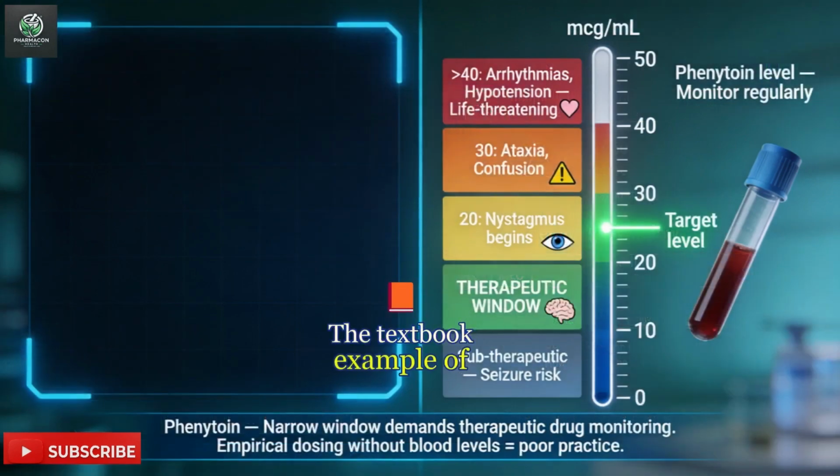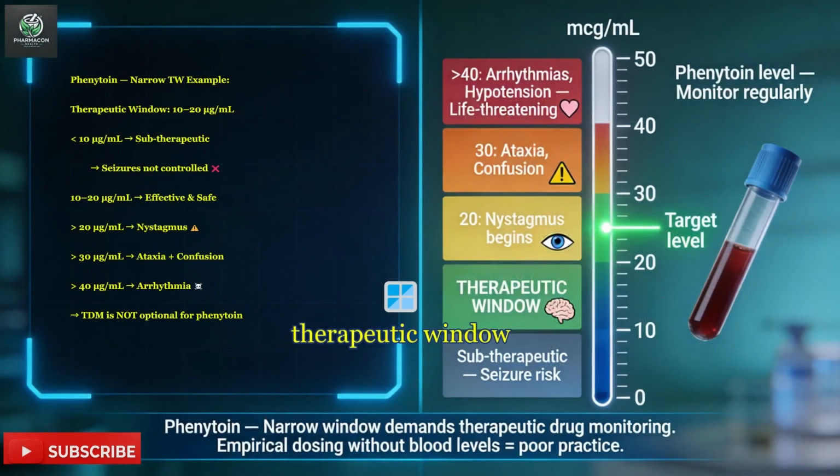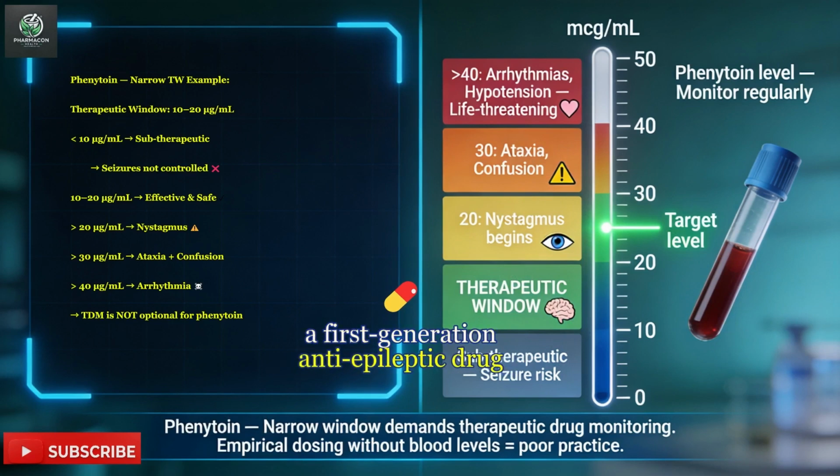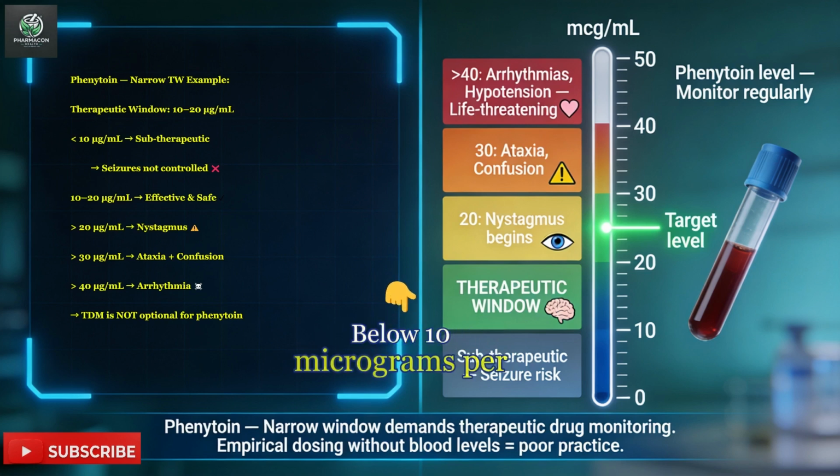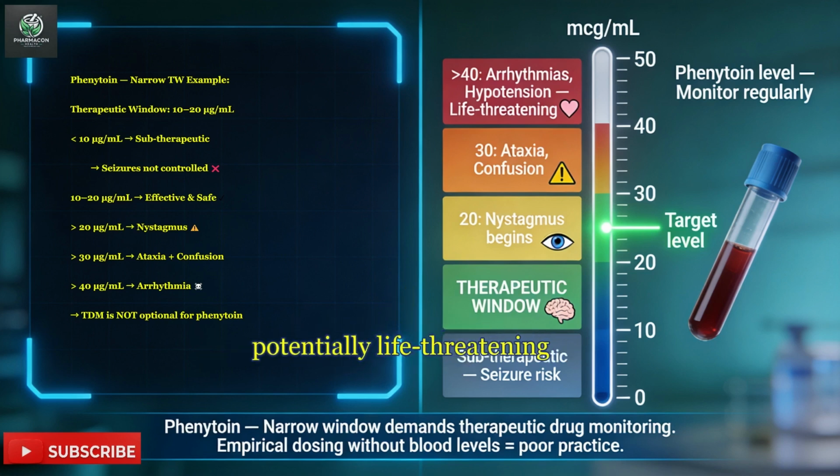The textbook example of a narrow therapeutic window is phenytoin, a first-generation anti-epileptic drug. Its therapeutic window is 10 to 20 micrograms per milliliter in plasma. Below 10 micrograms per milliliter, seizures are not adequately controlled. At 20, nystagmus begins. At 30, ataxia and confusion. Above 40, cardiac arrhythmias and hypotension, potentially life-threatening.